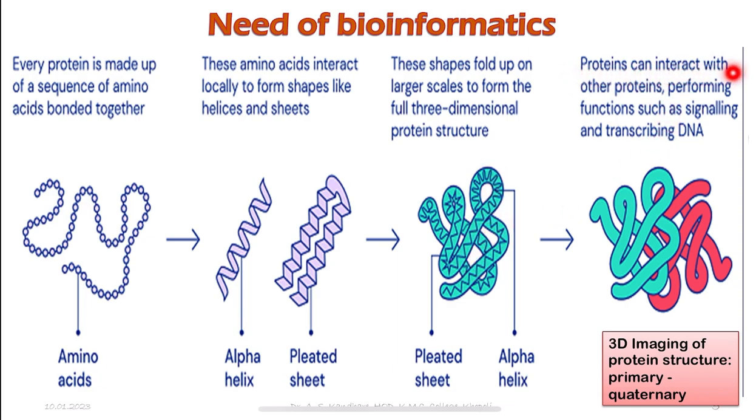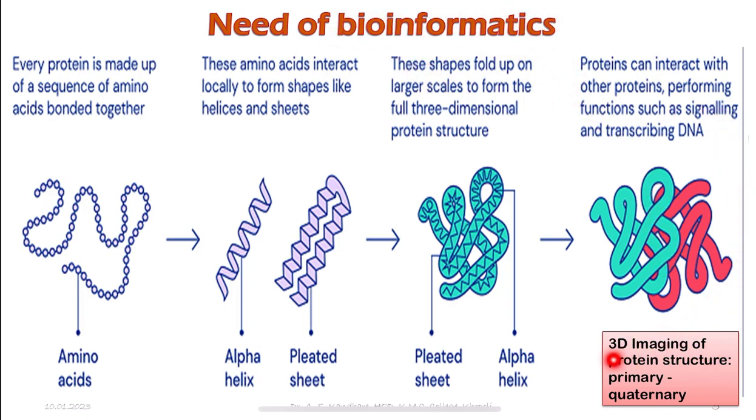So proteins can interact with other proteins, forming functions such as signaling and transcribing DNA, isn't it? तो इस प्रकार से हम देख सकते हैं कि प्रोटीन प्रोटीन इंटरेक्शन हो करके कॉम्प्लेक्स प्रोटीन्स बन सकते हैं, isn't it? और ये जो इमेजिंग है, दो प्रोटीन का इंटरेक्शन किस प्रकार से हो सकता है, उसके बीच में किस प्रकार के बॉन्ड्स तैयार हो सकते हैं और वो किस प्रकार से उसका इमेज बन सकता है, उसका ये स्ट्रक्चर इमेजिंग we can do with bioinformatics.